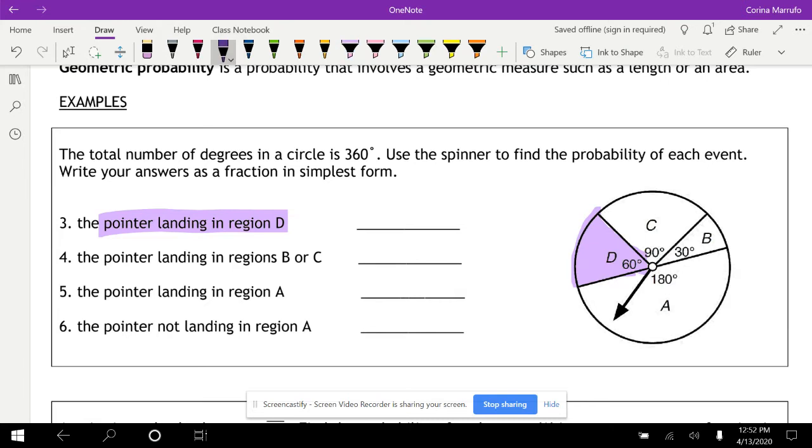Okay, so the probability of landing in section D is going to be 60 out of a total of one full circle, which is 360 degrees. Okay. They want us to leave the answer in simplest fraction. So 60 out of 360, we're going to go ahead and put that in our calculators and reduce that. And that gives us 1/6.